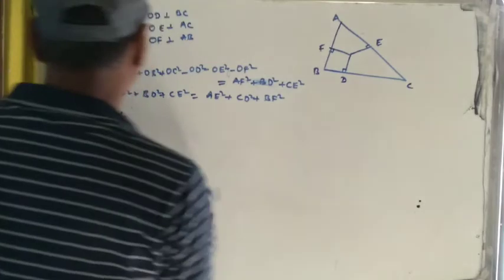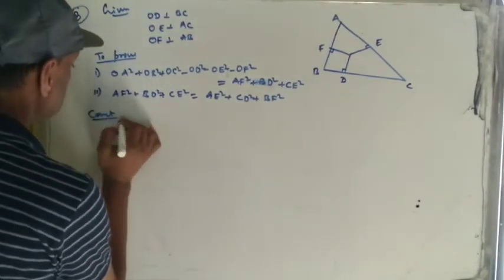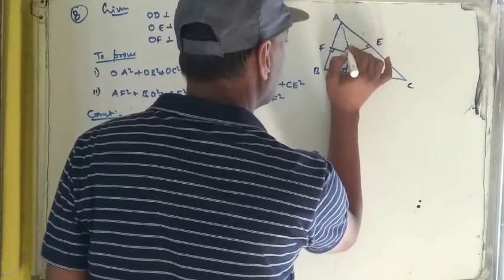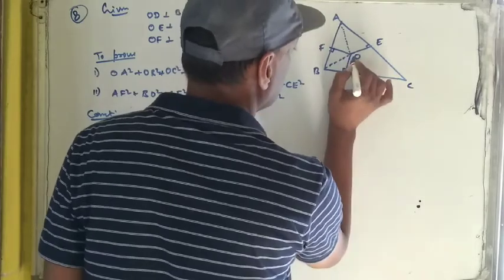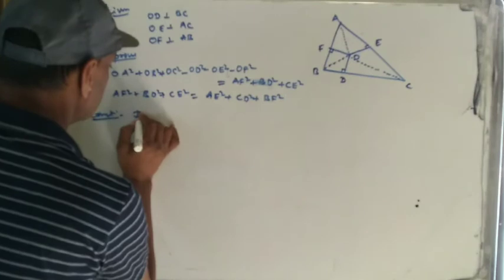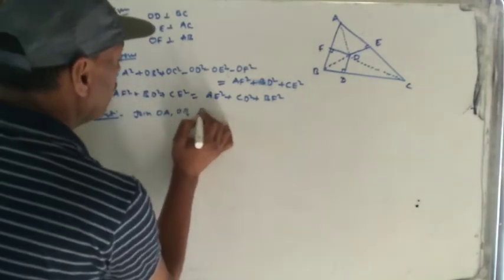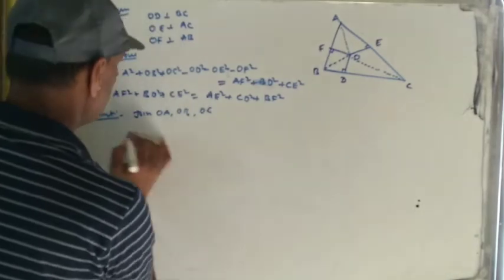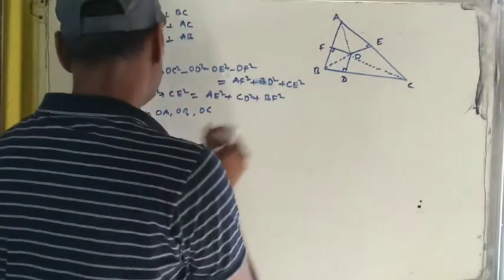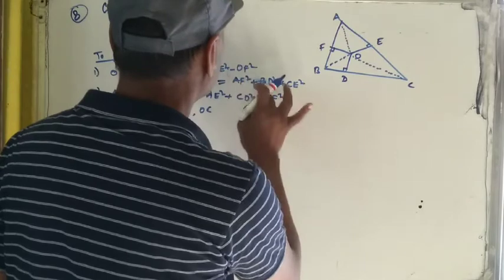A few constructions are required, so let us write the construction first. This point is O. Join A to O, O to B and O to C. So just write: join OA, OB and OC. Now prove. Just see, in the first case we have to prove this one equal to this one.